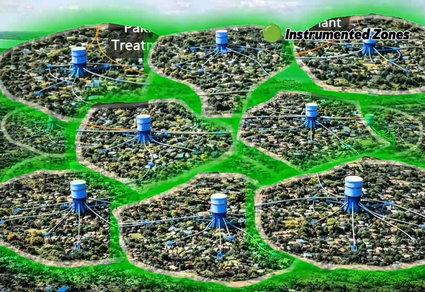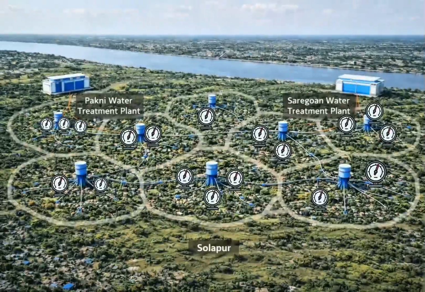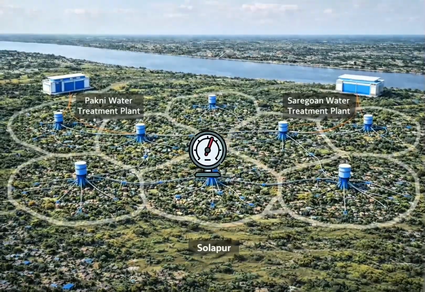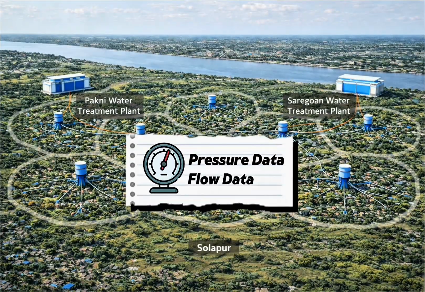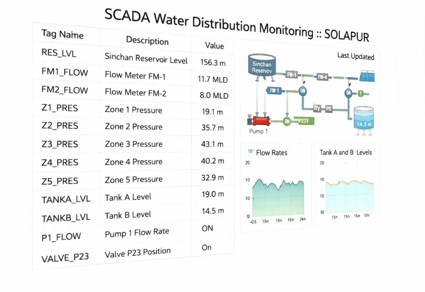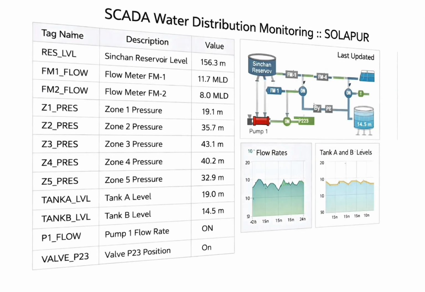In instrumented zones, pressure and flow sensors are installed at critical network points. These sensors collect real-time hydraulic data from the field. This sensor data is transmitted through RTU and PLC units to the existing SCADA system. SCADA provides basic monitoring visibility.